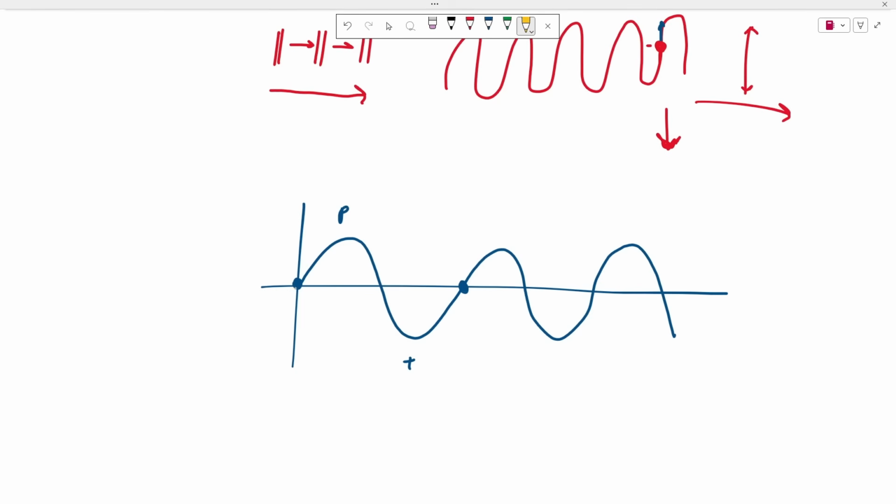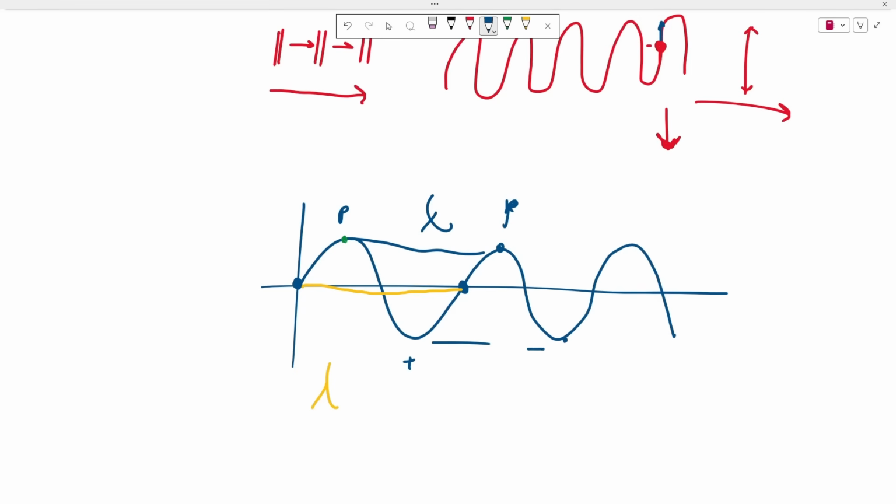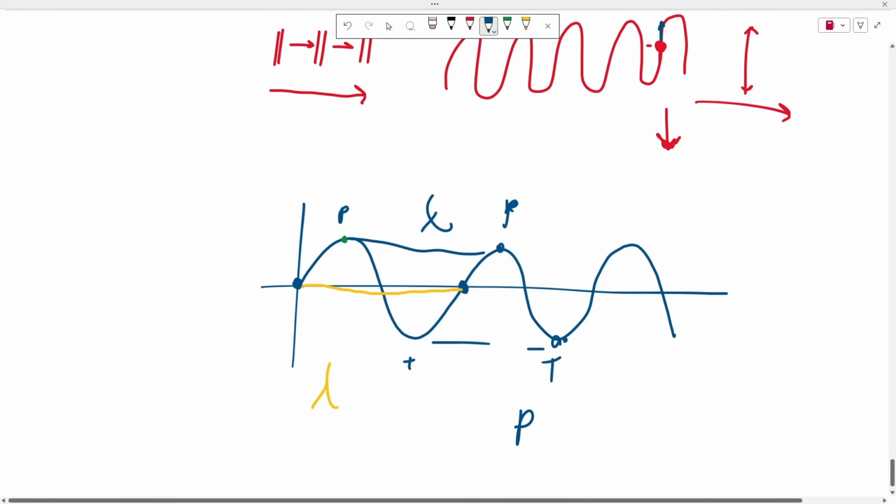The distance that it takes for this wave to complete one full cycle is the wavelength. You can also find the wavelength by going from peak to peak and trough to trough. So the distance between this peak and this peak is also going to be the wavelength, and the distance between this trough and this trough is also going to be the wavelength. Okay, and essentially the time that it takes for a wave to complete one full cycle, or to go from peak to peak or trough to trough, is the period, and the number of cycles per second is going to be the frequency.